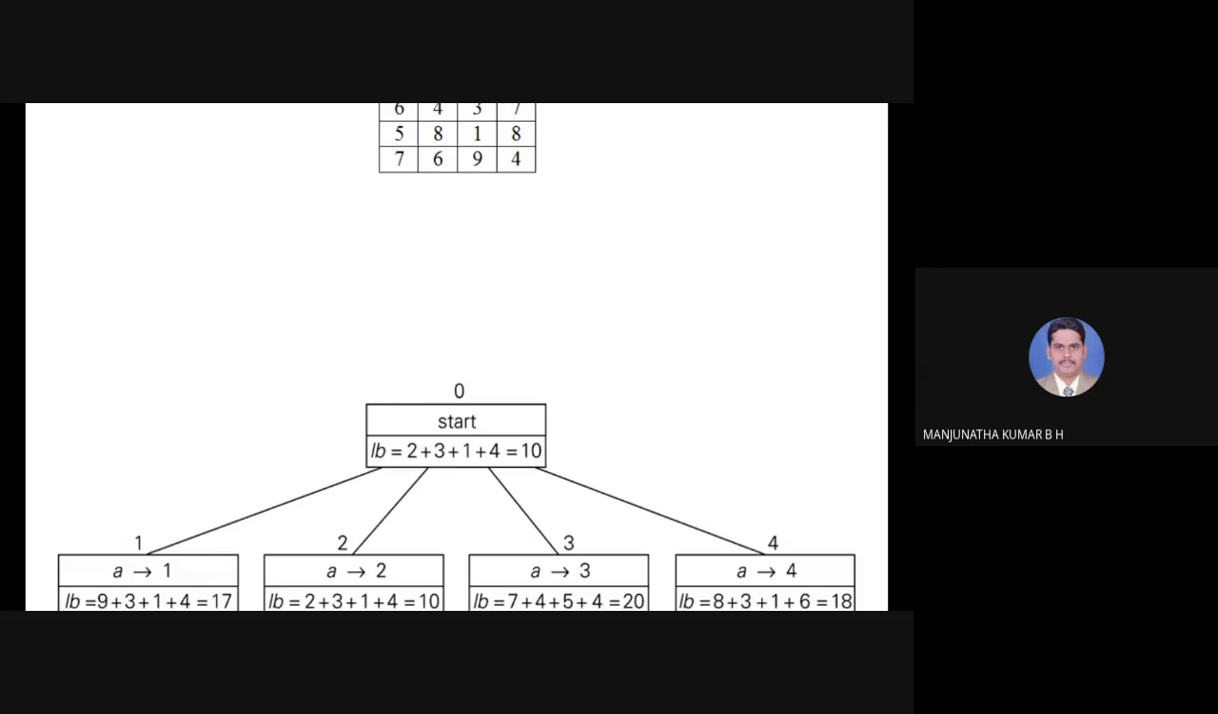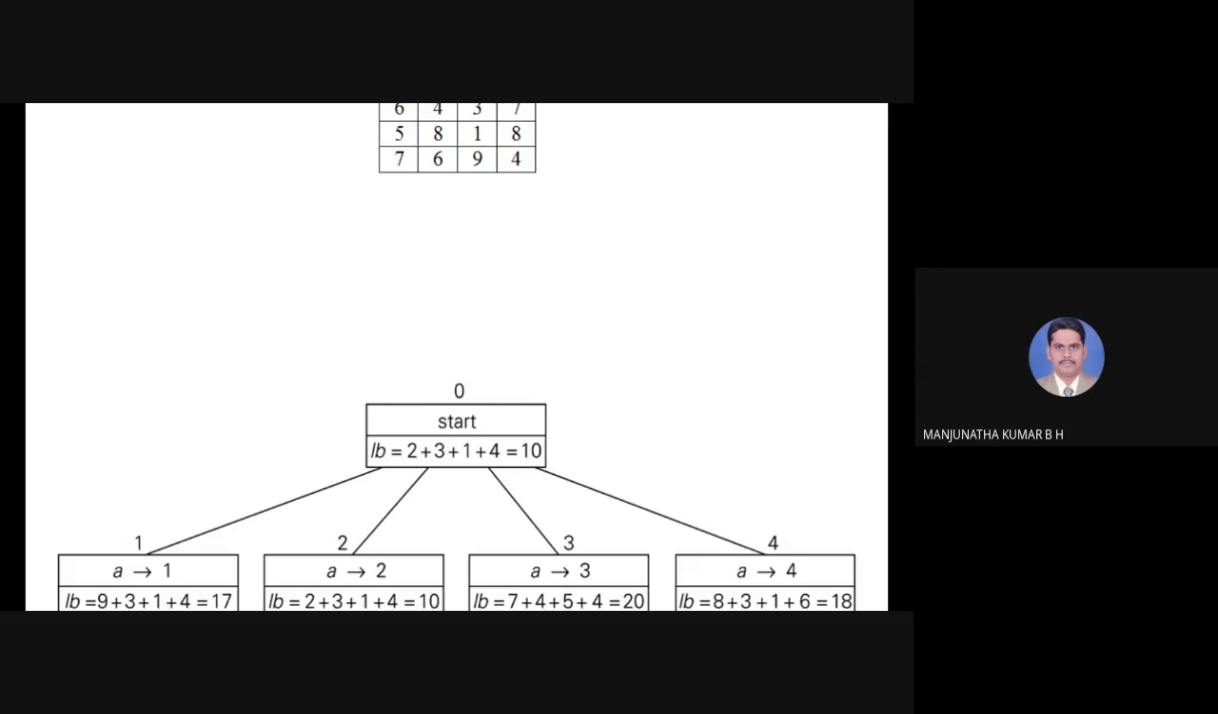Now I am going to explore this node. To explore this node, I have 4 choices. I'm going to start assigning the job to the first person first, person A. To assign a job for person A, I have 4 choices. I can assign job 1 to person A, or job 2 to person A, or job 3 to person A, or job 4 to person A. So I have 4 choices.